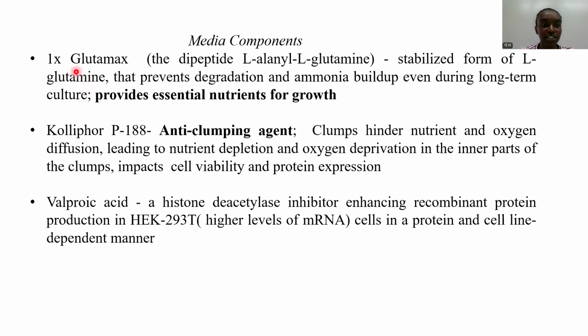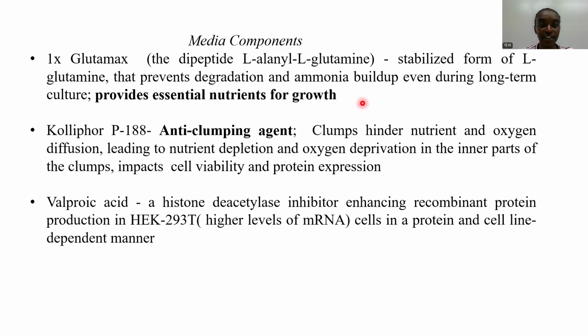Another component that is usually adjusted or optimized during recombinant protein production is the addition of 1X GlutaMAX, which is a stabilized form of glutamine that is added to prevent degradation and ammonia buildup, which can be toxic to cells. The main advantage it confers is that it ensures nutrient provision, supplying the essential nutrients required for the growth of cells.